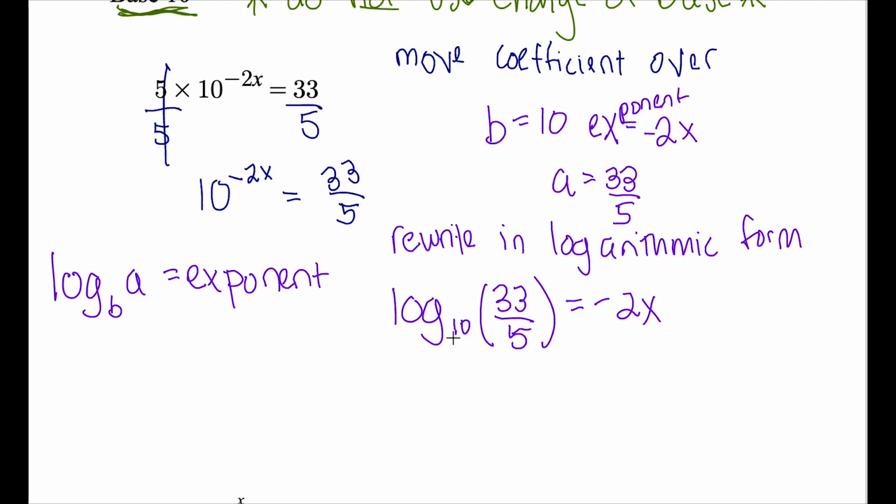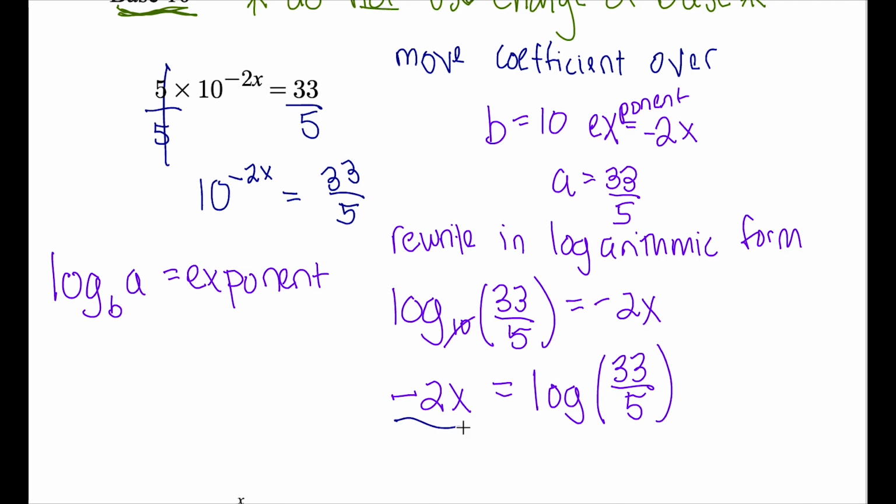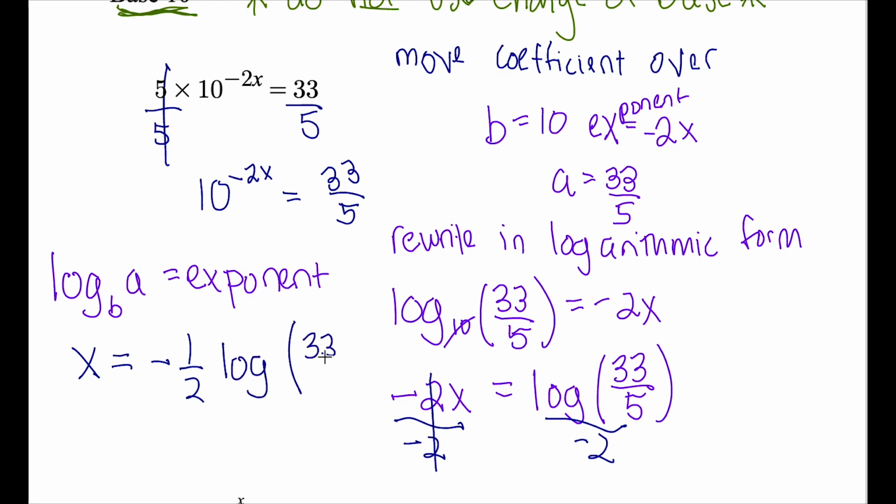Now, we don't need to write or care about really this base 10 because it's implied when you use the logarithm button on your calculator. So really we have negative 2x equals the logarithm of 33 over 5. Now the last thing we have to do to get the x by itself is once again move the coefficient over. So we're dividing by negative 2. So x is log 33 over 5 divided by negative 2, or negative 1/2 times the logarithm of 33 over 5.